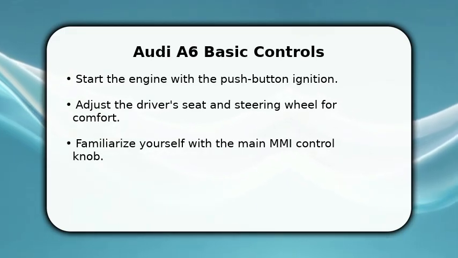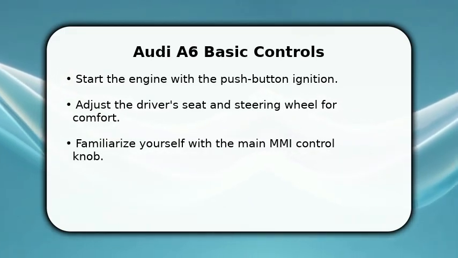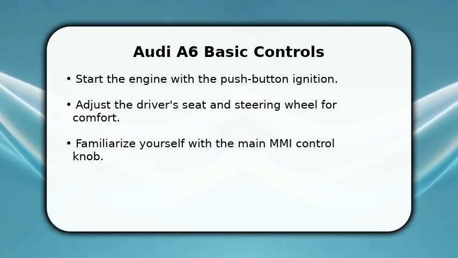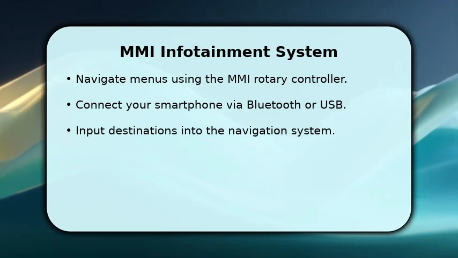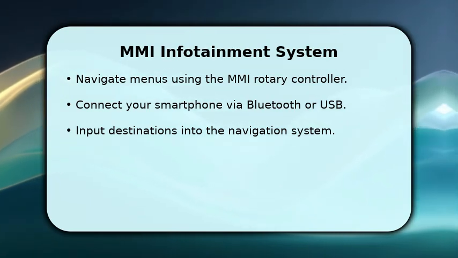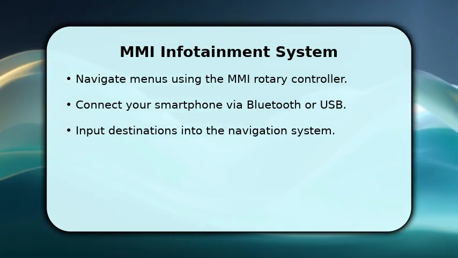Finally, find the main MMI control knob in the center console. This is your primary interface. Now, let's explore the MMI infotainment system. Use the central rotary controller to scroll through menus and make selections on the screen.